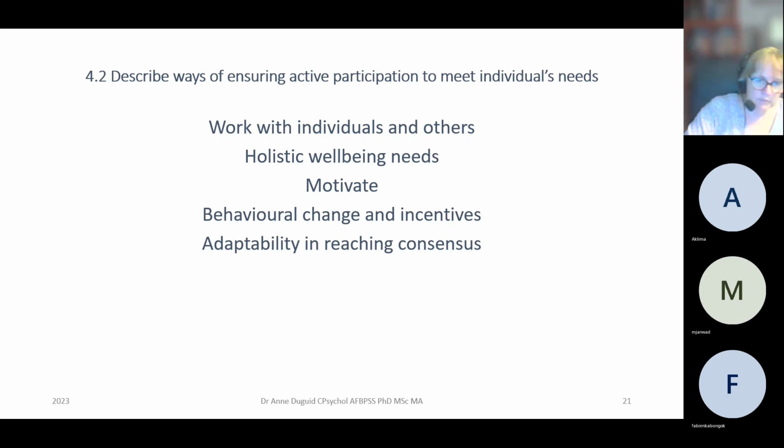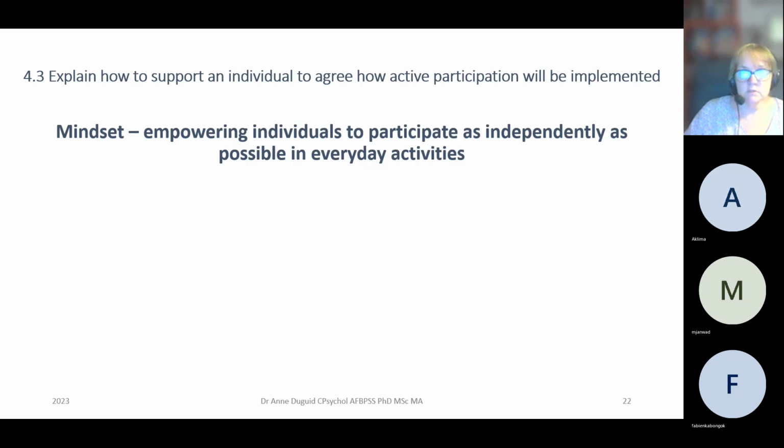And you've got to be adaptable in reaching consensus. So that means when you're trying to come to an agreement, you've got to be adaptable. And sometimes that just means that when they say no, you've got to suck it up and say, okay, we've got to do something else. Your mindset, how are we going to make sure that it's going to be implemented? You've got to go in with the mindset that you are empowering individuals to participate as independently as possible in everyday activities. That's about how you see the world.